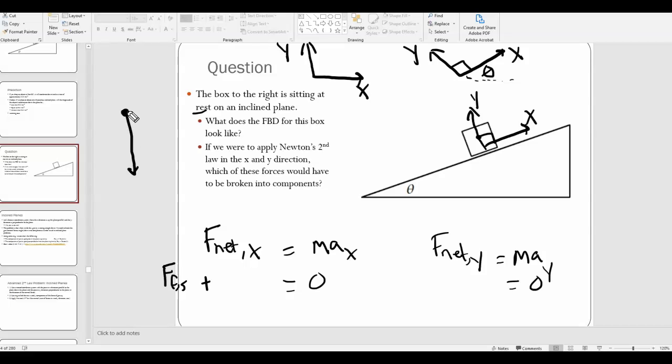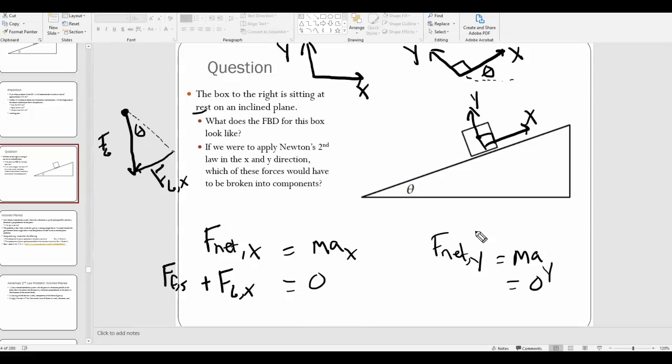I'm going to try to draw this even though I'm not really good at this. Because we are rotating our coordinate system, this angle is theta. This is FG going straight down. There is a component of FG going down the incline, parallel to the plane, and that I call FGX. And so that would be my other x force.